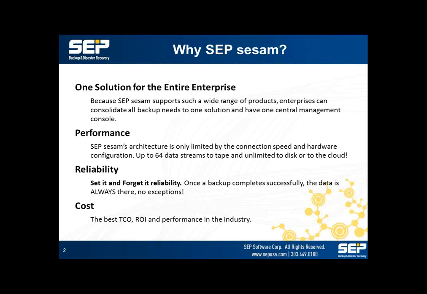If we're backing up to disk, we can back up an unlimited number of streams to disk. If we're backing up to tape, we can back up to 64 streams per tape drive. So if we had 2 drives, that's 128 streams, and that scales out linearly. And on the disk or the cloud side, it's really unlimited.